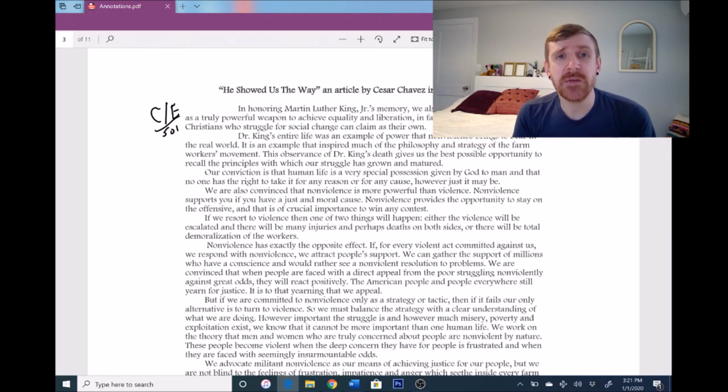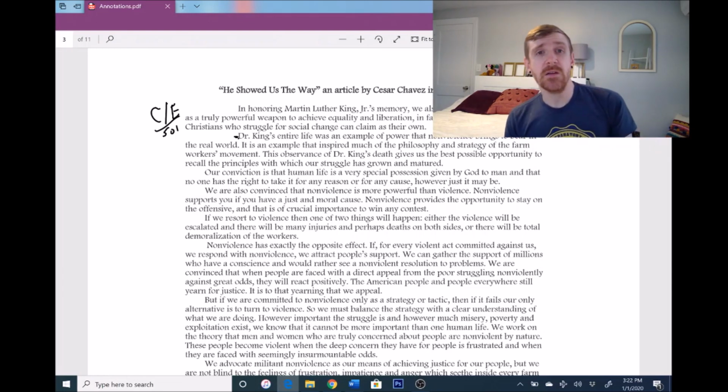So as we continue, and let me just highlight where we are here, okay, right here. It says, Dr. King's entire life was an example of power that nonviolence brings to bear in the real world. It's an example that inspired much of the philosophy and strategy from the farm workers movement. And this observance of Dr. King's death gives us the best possible opportunity to recall the principles with which our struggle has grown and matured.